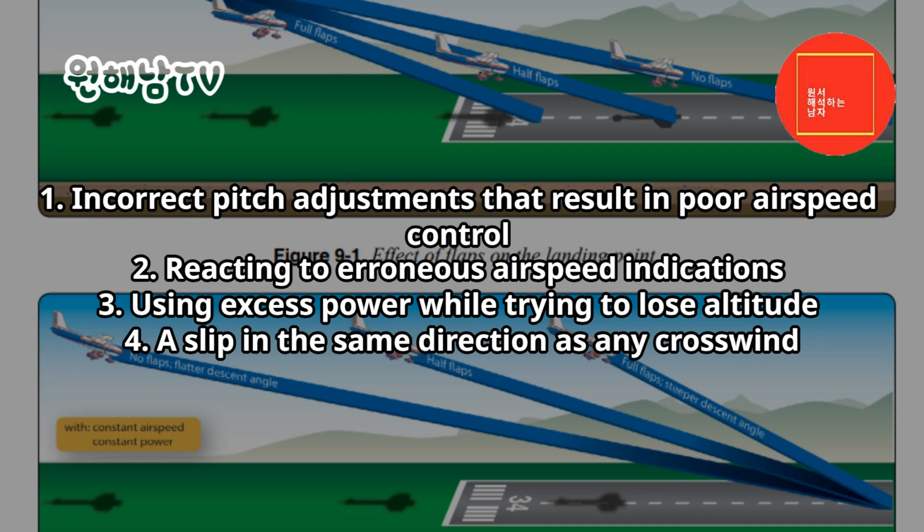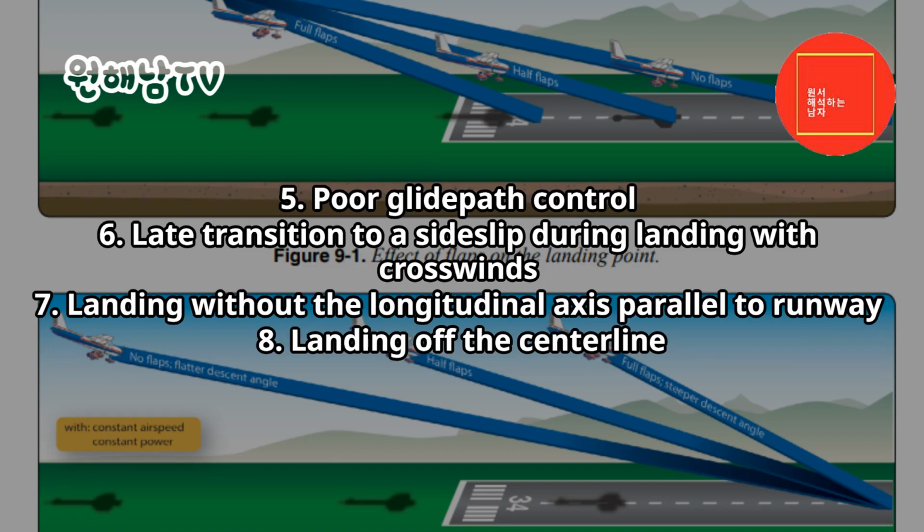3. Using excess power while trying to lose altitude. 4. A slip in the same direction as any crosswind. 5. Poor glide path control. 6. Late transition to a sideslip during landing with crosswinds. 7. Landing without the longitudinal axis parallel to the runway. 8. Landing off the centerline.